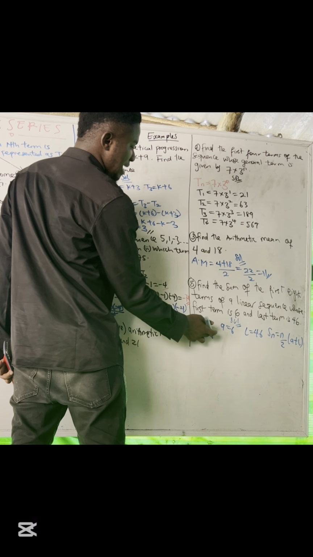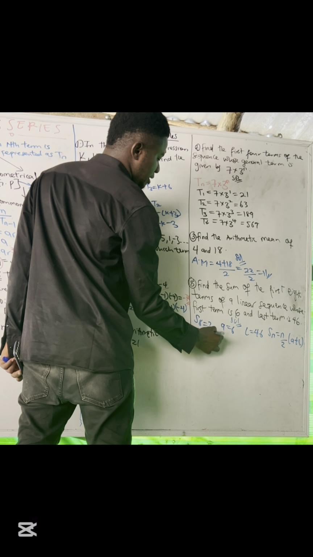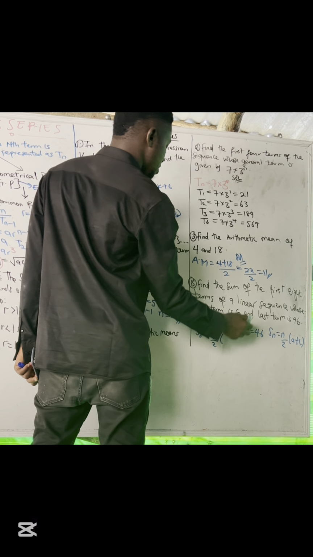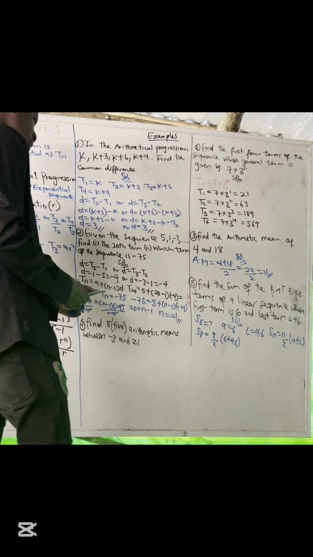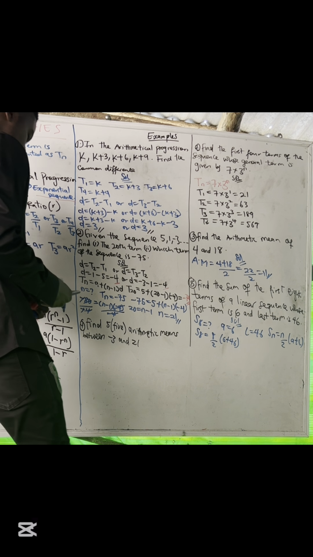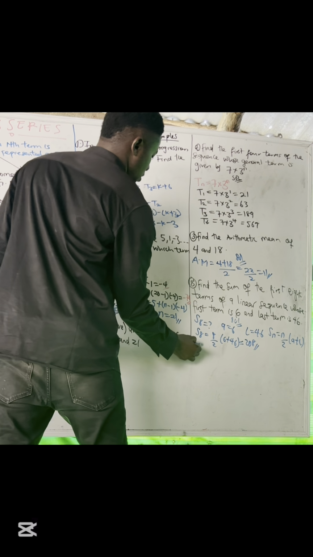Since I'm looking for S8, that simply means my S8 is equal to, my n is 8, so 8 over 2. A, the first term, is 6. And the last term is what? 46. So if you do this, you are going to get 46 plus 6 times 4, and you are going to get what? 208. So that's the answer.